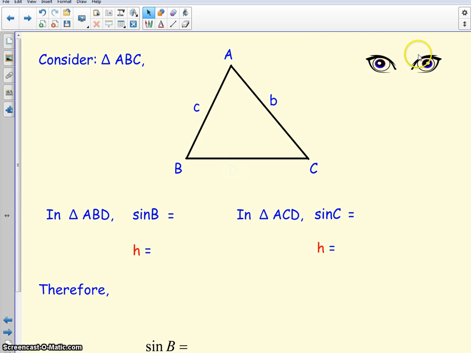I'd just like you to watch this right now. Don't worry so much about copying it down. This is going to be used to develop the equation for the sine law, and it can be a little bit tricky algebraically. I just want you to follow along for now.